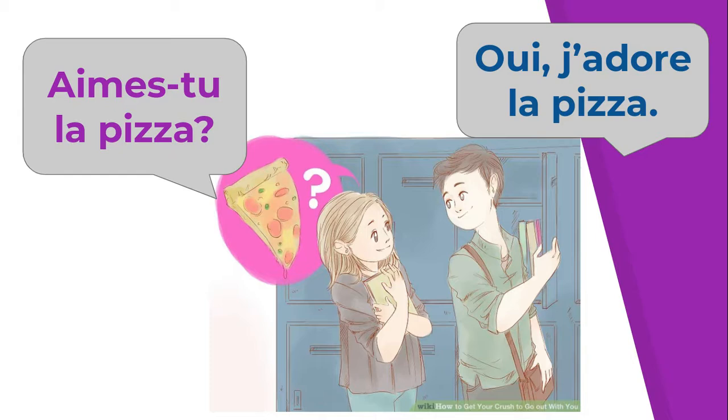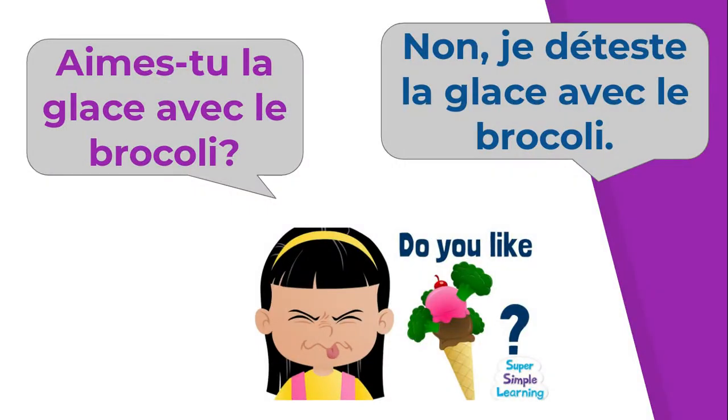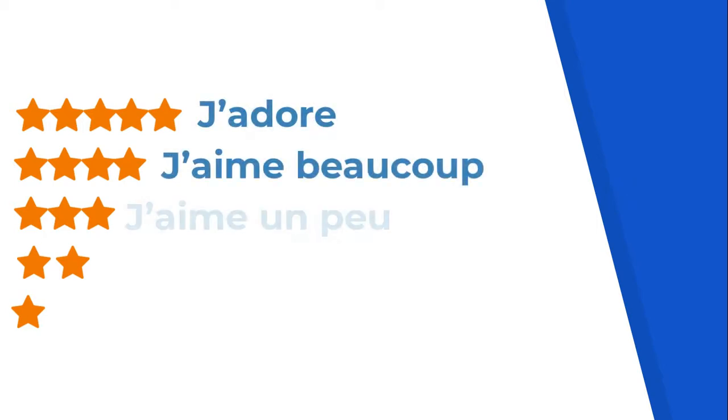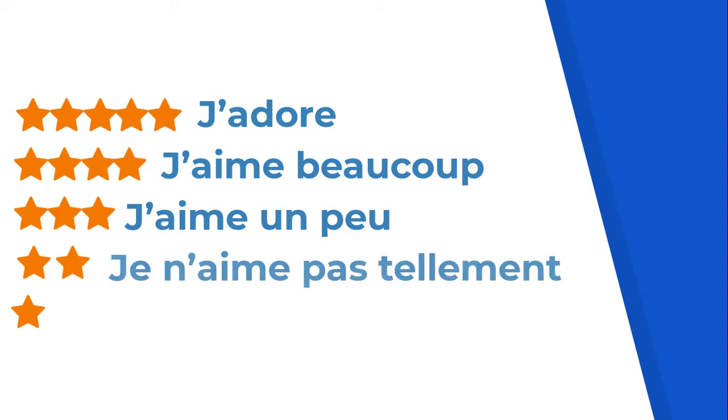Alors, répétez s'il vous plaît. Aimes-tu la pizza? Oui, j'adore la pizza. Aimes-tu la glace? Avec le brocoli? Non, je déteste la glace. Avec le brocoli. Excellent. Bien répétez. J'adore. J'aime beaucoup. J'aime un peu. Je n'aime pas tellement. Je déteste.